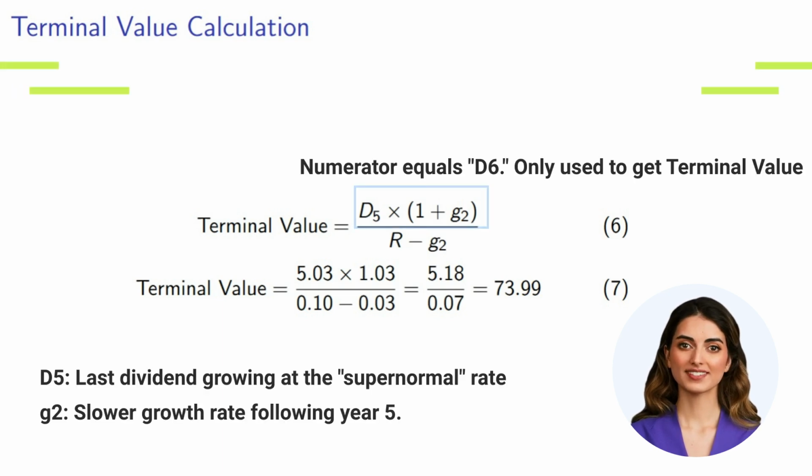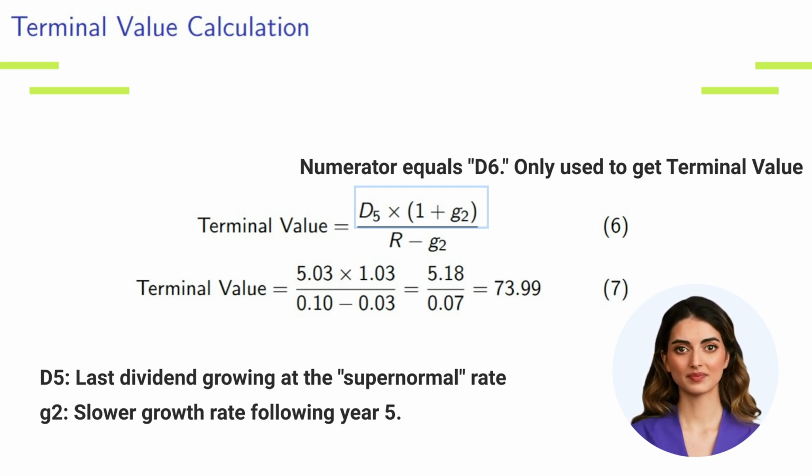The fifth year dividend is the last dividend expected to grow at the supernormal growth rate, in this case 15%. We multiply this dividend by 1 plus G2, where G2 is the new slower growth rate, in this case 3%. Therefore, the numerator, D5 times 1 plus G2, equals the 6th year dividend. The 6th year dividend is the first dividend growing at the new slower growth rate. Since the terminal value is essentially the sum of dividends 6, 7, 8, and all other future dividends forever, we only need to use the 6th year dividend to estimate the terminal value, and we do not use this dividend in any other calculation.